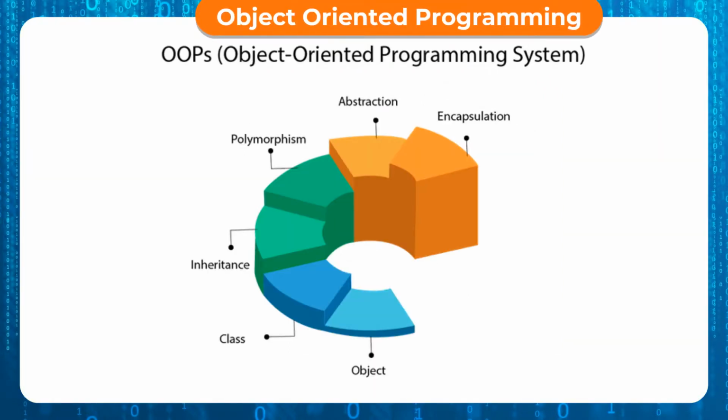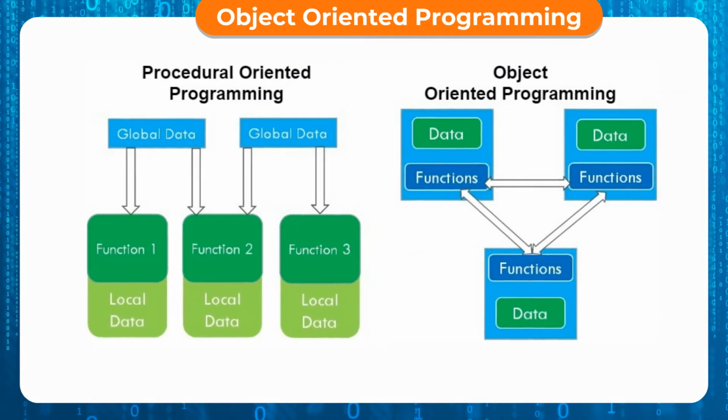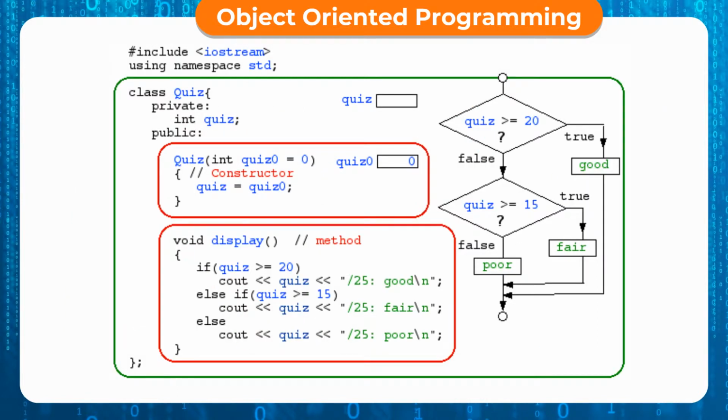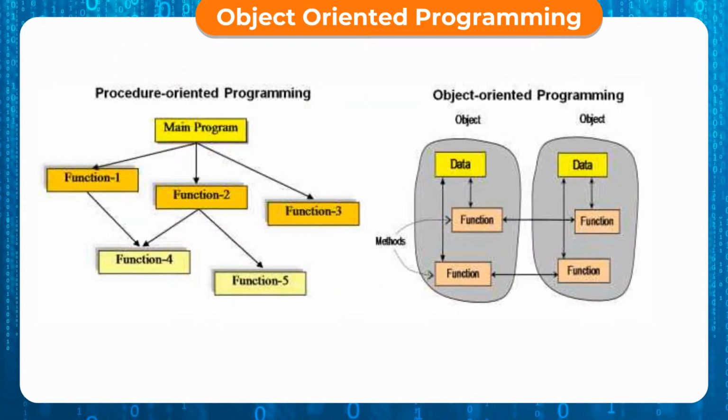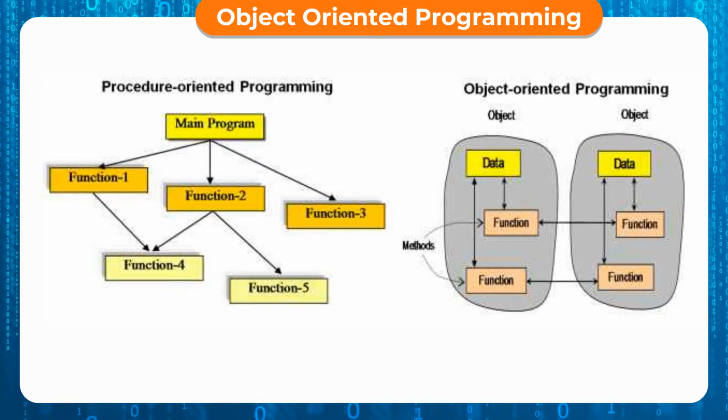Object-Oriented Programming. Object-Oriented Programming is the latest concept of organizing data and functions in a program. It offers a large number of advantages over conventional procedural programming. All the programs you developed earlier were procedure-oriented programs. In procedure-oriented programs, the task is divided into small modules called functions or procedures.